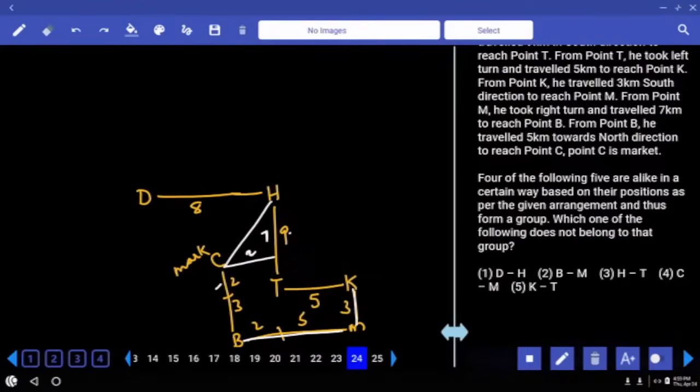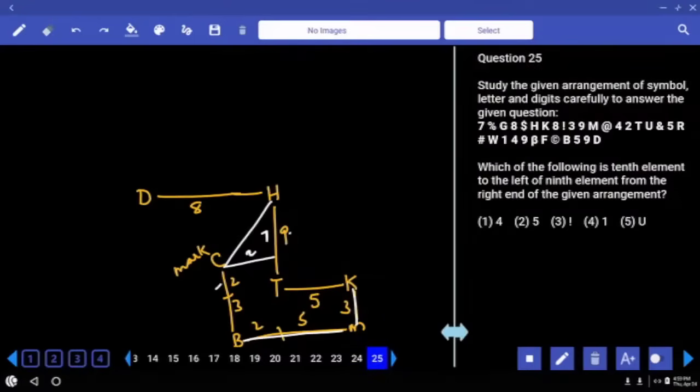Then odd one out. Now, D and H: D is to the west of H. B and M: B is to the west of M. H and T: H is to the north of T. C and M: C is to the northwest of M. K and T: K is to the west of T. Except C and M, all the remaining are in line, either horizontal inline or vertical inline. Choice for question number 24.